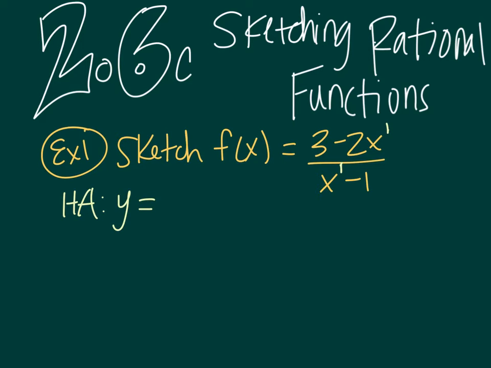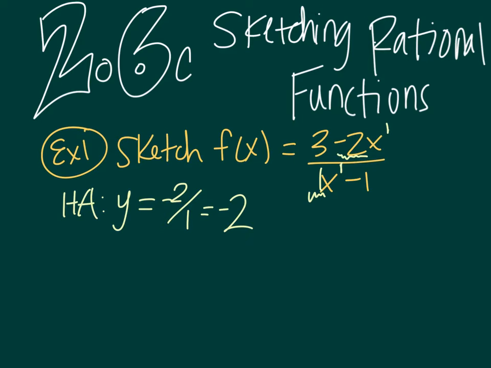This one's kind of interesting because of the way it's written. My leading coefficients are actually -2 and 1. Your leading coefficients are whatever the coefficient is on the term with the highest degree. So my horizontal asymptote is going to be at -2 over 1, or just -2. So right away I know that I'm going to have a horizontal asymptote there.